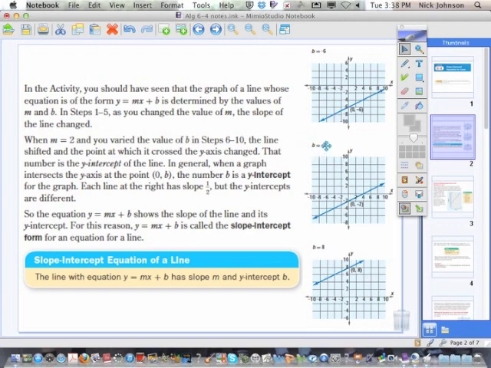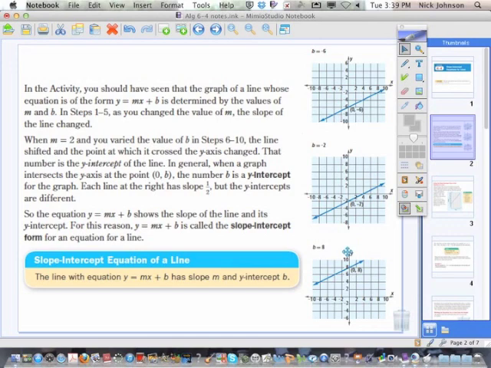The point of interest that I want to make on these pictures besides the slope is also the y-intercept. The y-intercept is where the equation crosses the y-axis. Our y-axis is found by this vertical line going up and down. The point where it crosses the y-axis is right here, which is (0, -6). So in this case, our y-intercept is b, which is -6.